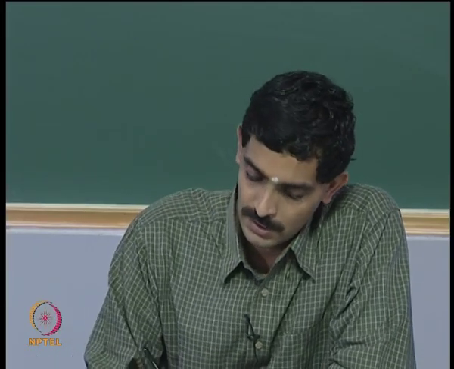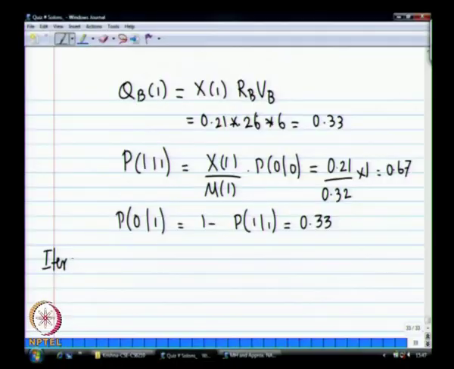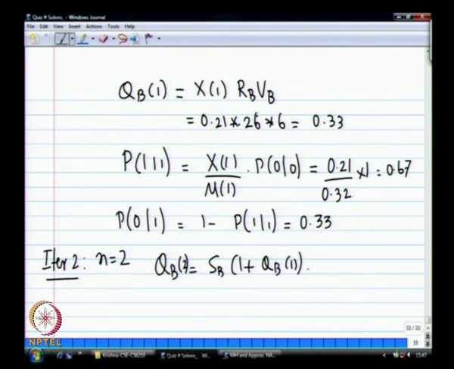So then we go to the second step. Now my n gets the value 2, and then we repeat this whole thing again. So QB equals SB into, this is now QB with 2 customers, and this is with QB with 1 customer. So that is 0.26 into 1 plus 0.33.